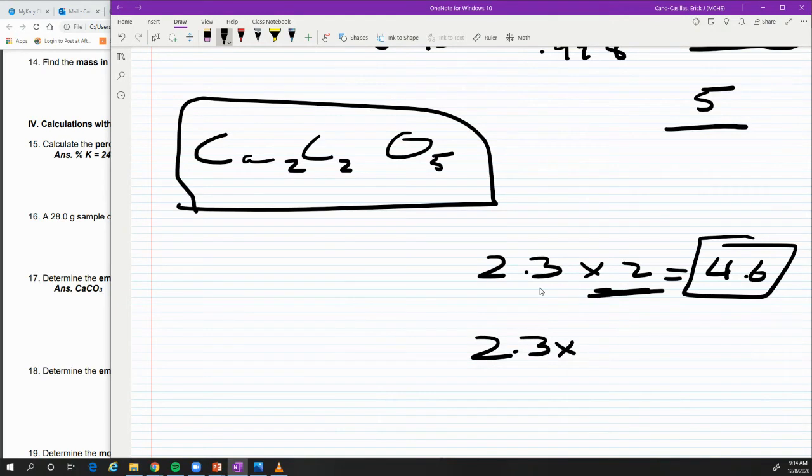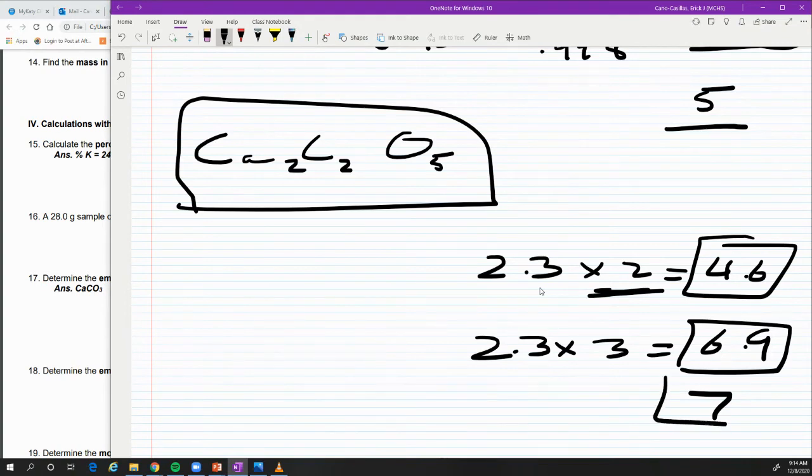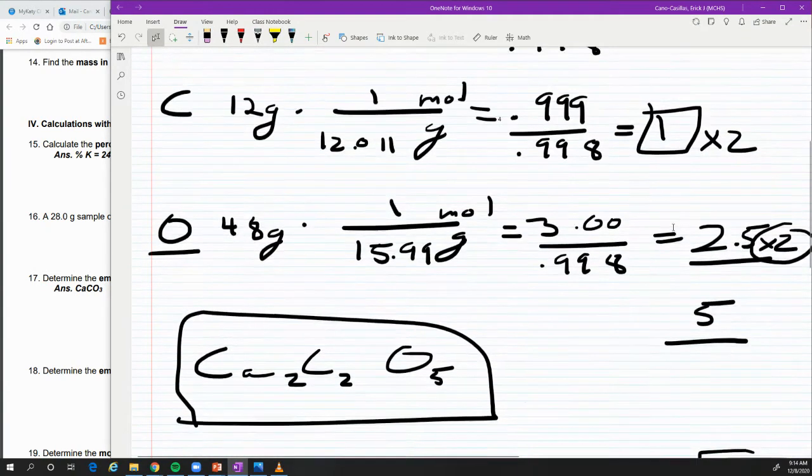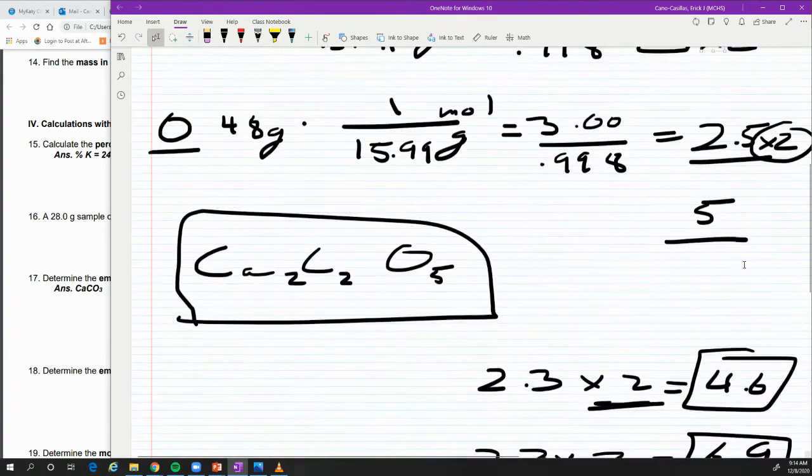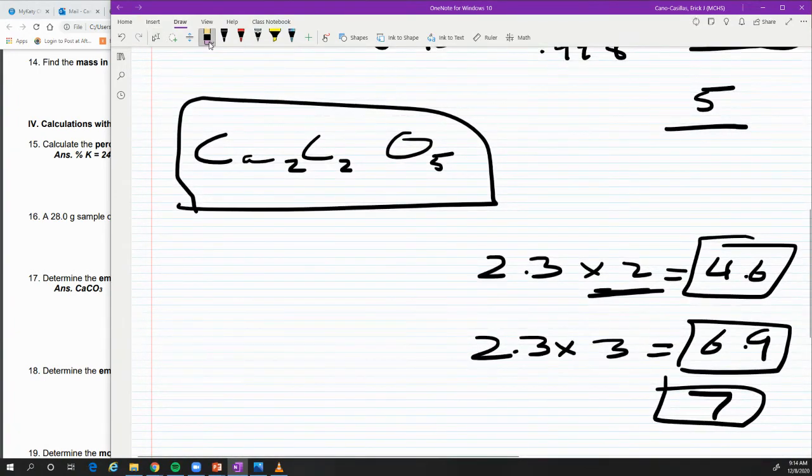How about 2.3 times 3? That would have given you 6.9. This is close enough where you can say 6.9 is really just the same as 7. And this would have been your number, and you would have multiplied these numbers up here by 3 as well. Okay, so just keep that in mind.